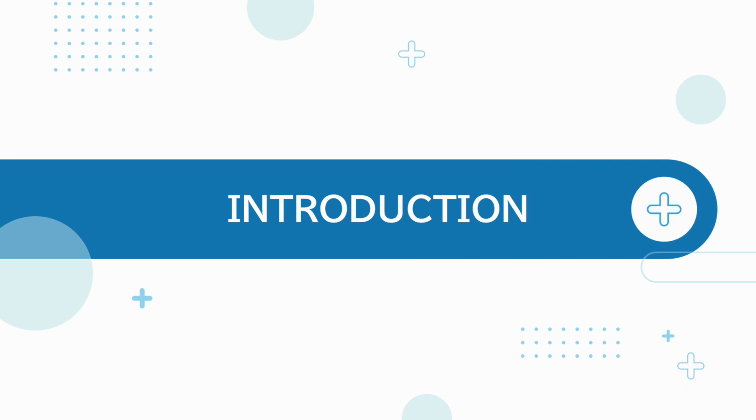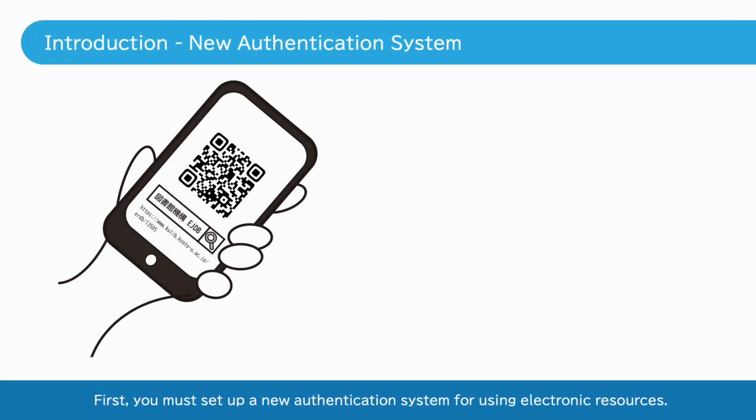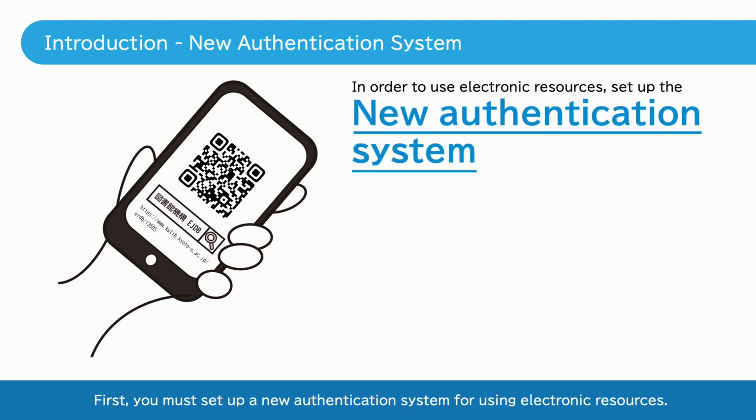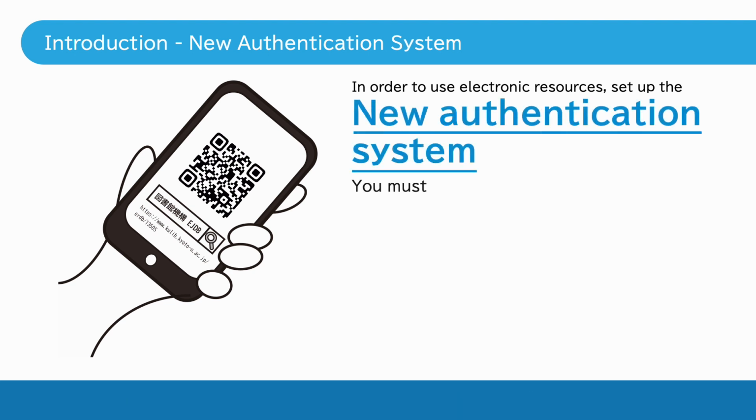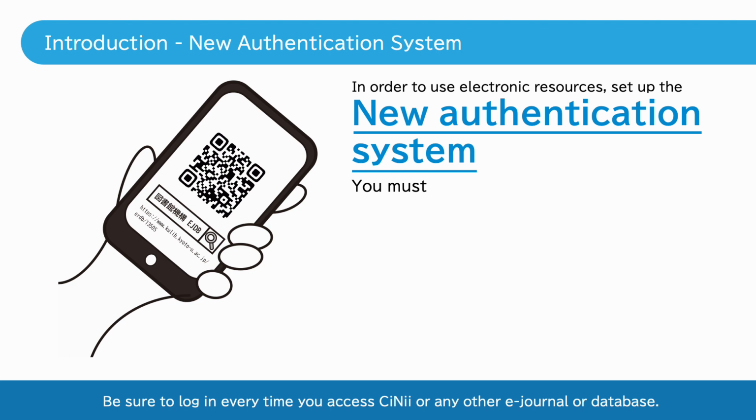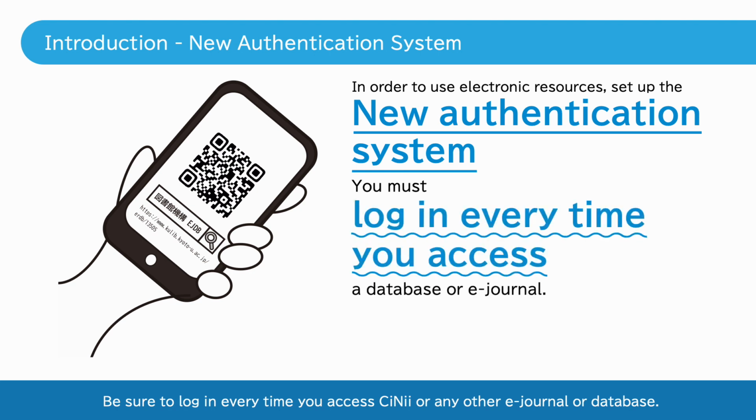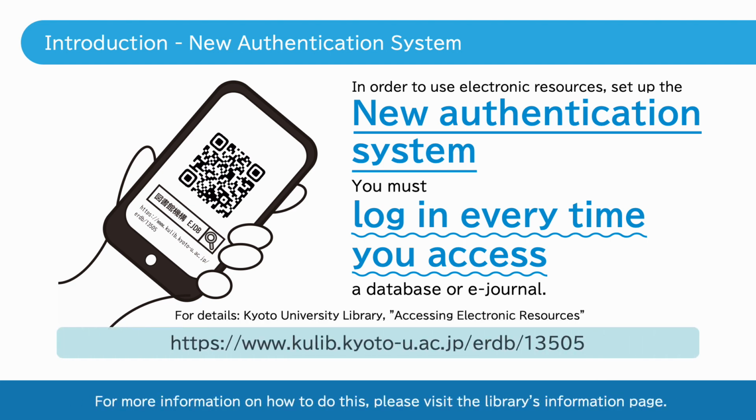First, let's review some general precautions when using e-journals and databases. First, you must set up a new authentication system for using electronic resources. Be sure to log in every time you access CiNii or any other e-journal or database. For more information on how to do this, please visit the library's information page.